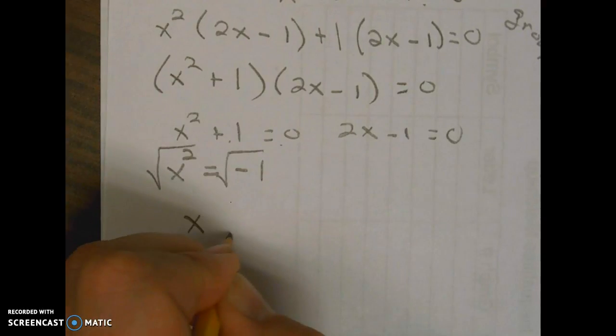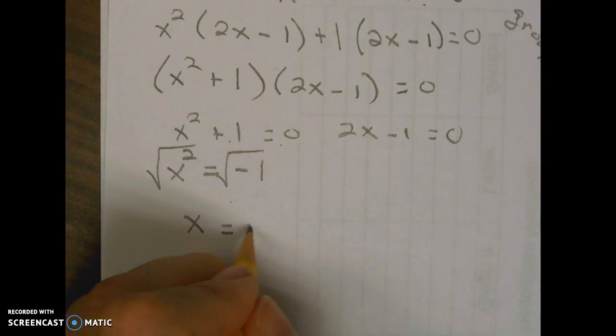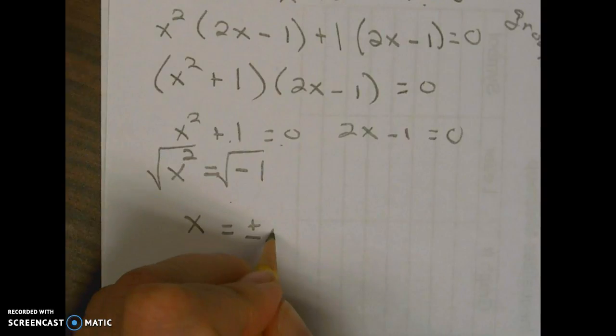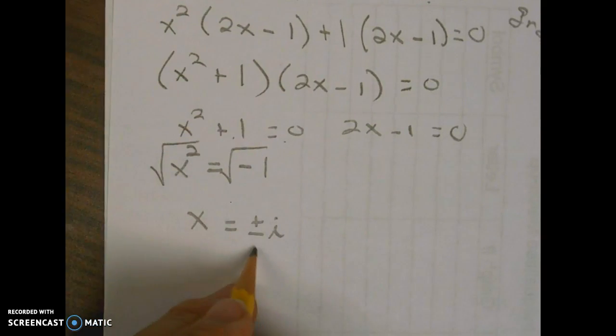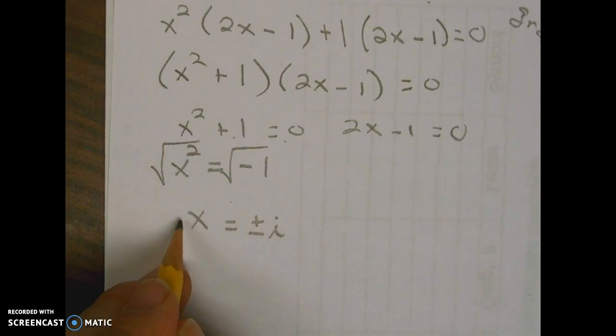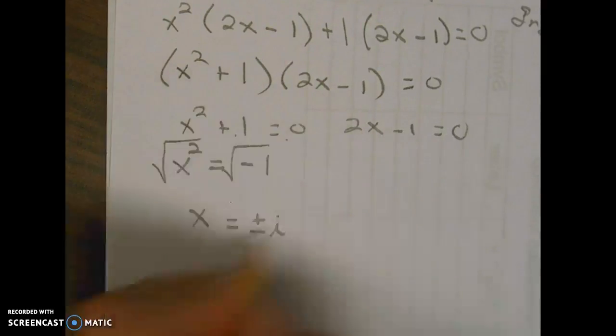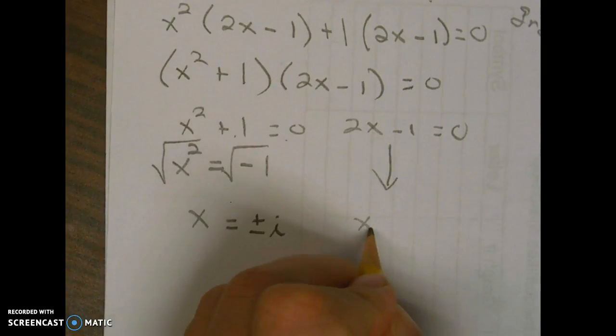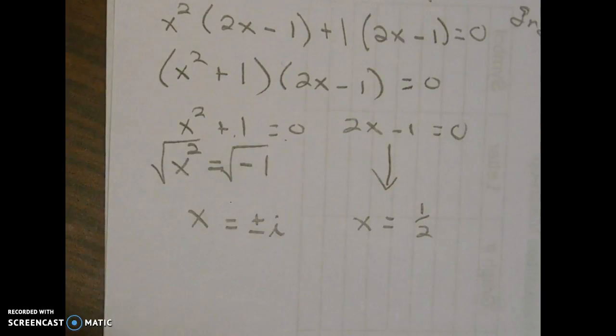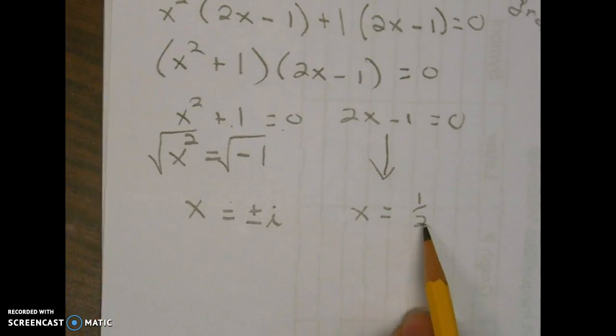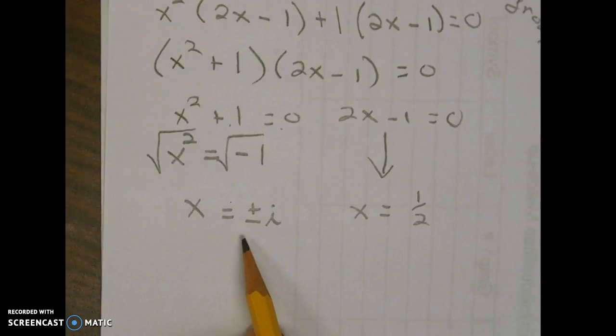So guess what we have right here? We have plus or minus i. So there's two imaginary or non-real solutions. And then over here, if we solve for x, we end up with 1/2. So in this case, we're going to have a real solution and an imaginary solution.